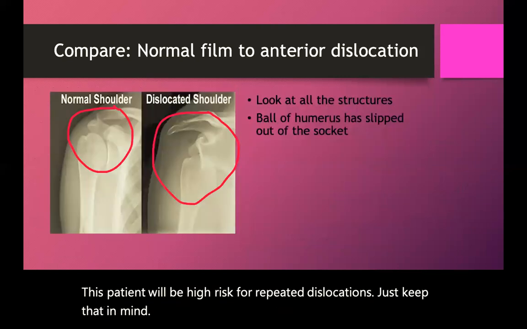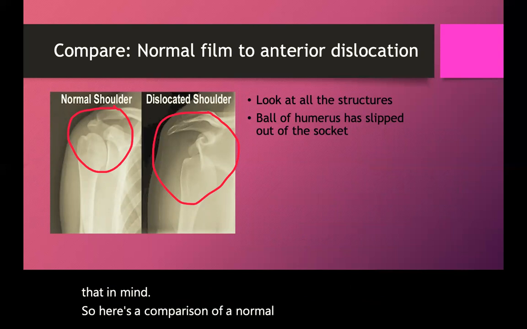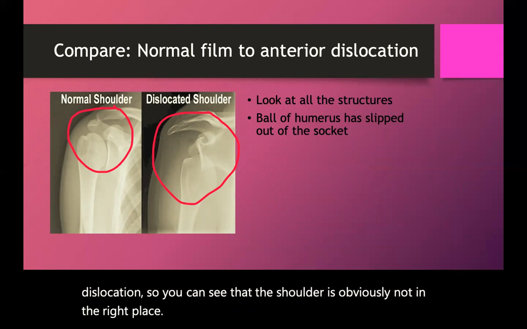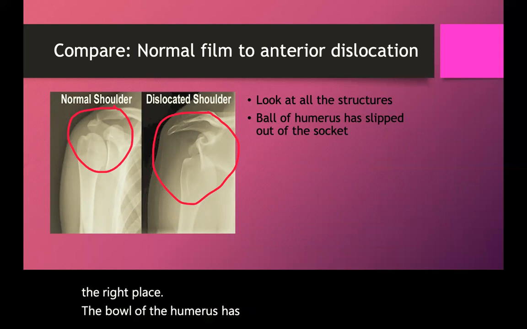So here's a comparison of a normal film to an anterior dislocation. So you can see that the shoulder is obviously not in the right place. The ball of the humerus has slipped right out of that socket. So it's a good comparison in those.